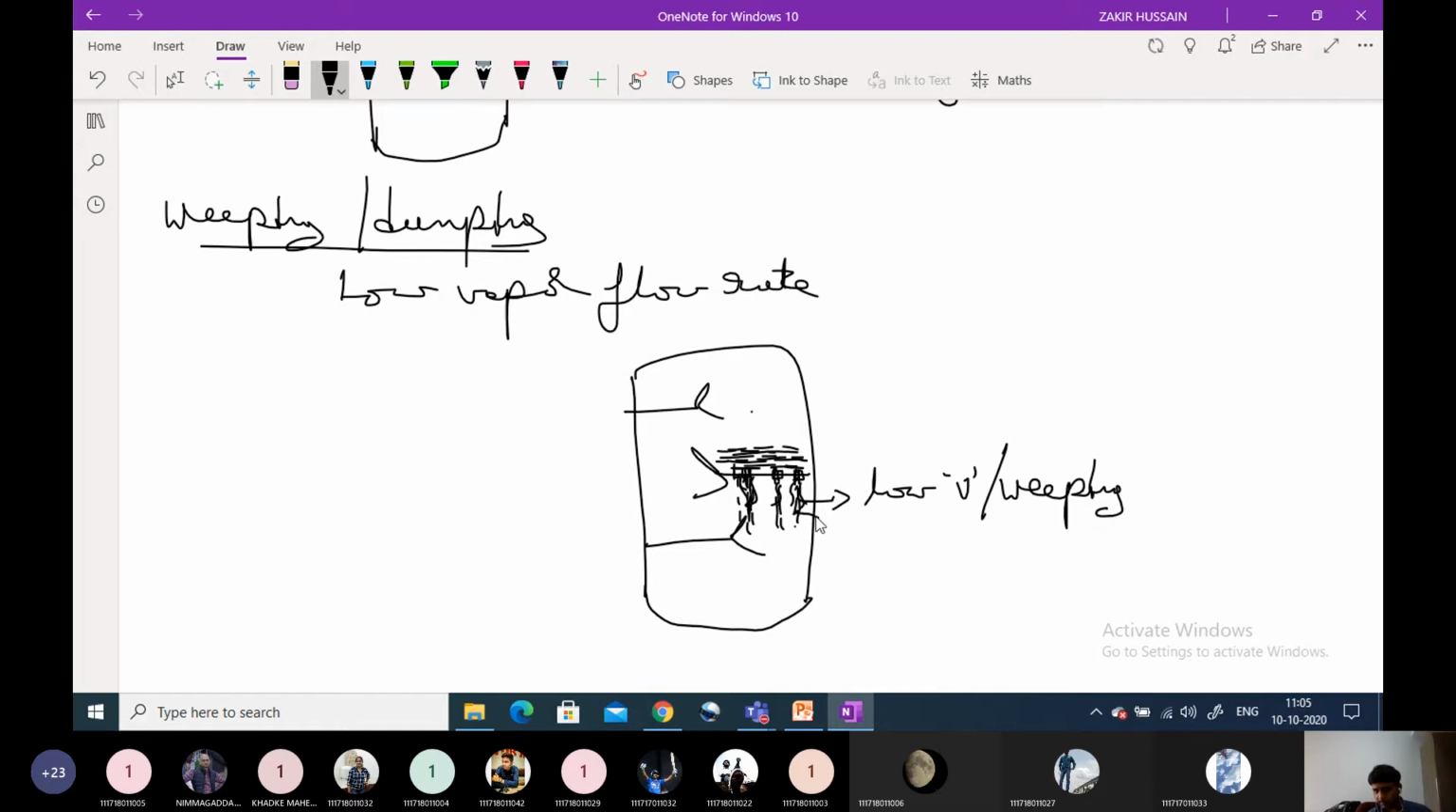Then, if the vapor flow rates are very low, what will happen? A large part of the liquid will just leak from these holes. Then what happens? The column will be entirely dumped with liquid. That phenomenon is called dumping.